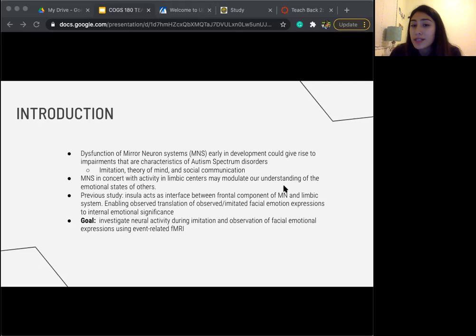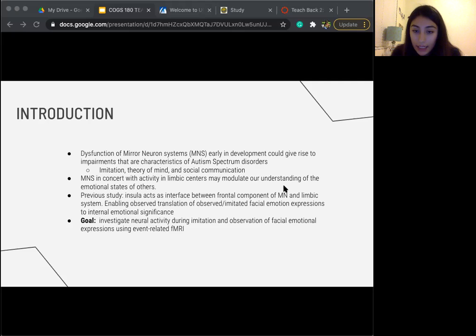So the mirror neuron system works in concert with activity in the limbic system that modulates our understanding of the emotional states of others. Previous studies have found that the insula acts as an interface between the frontal component of the mirror neurons and the limbic system, enabling the observer to translate what is being observed from facial expressions, etc., to internal emotion significance. So, being able to attribute meaning to what is being seen.